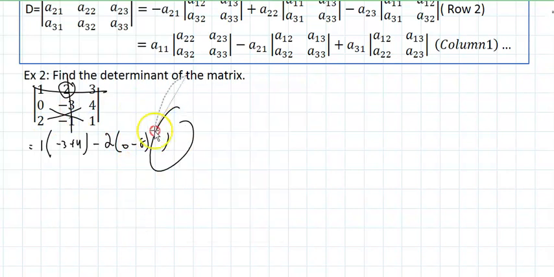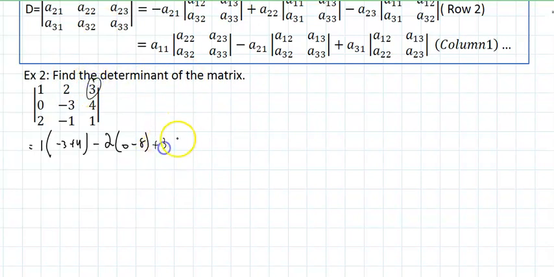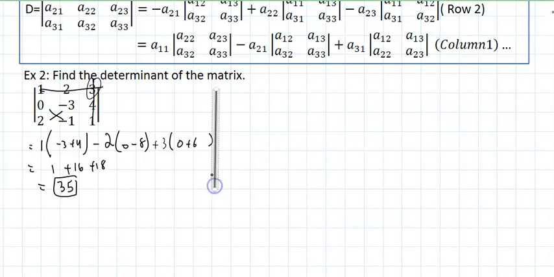And if I go for the last, plus 3, and in there, I will cross its row and column. That is 0 minus a negative 6 plus 6. I'll get the determinant to be 1 plus 16 plus 18, what is that? That is 35. That's one way of doing it, and there's nothing wrong with that.